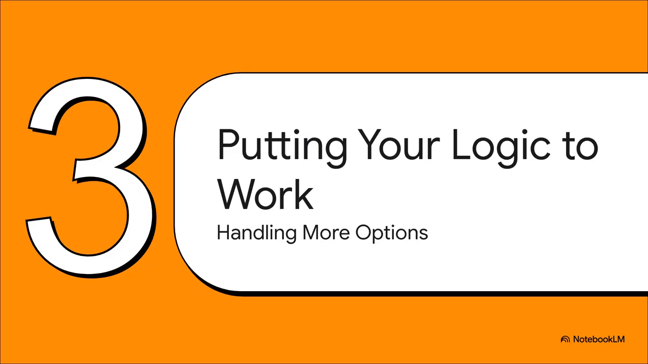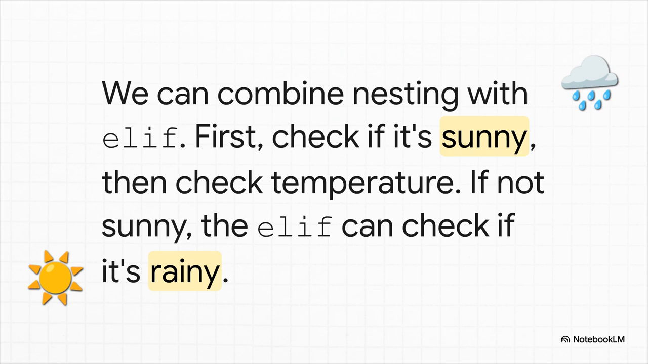Okay, that's simple enough. But let's be real. Life isn't always a simple yes or no, right? So let's see how this builds, because we can handle way more options. Take a look at this weather example. Here, we're combining nested ifs with elif. That just means else if. So the logic goes first. Is the weather sunny? If it is, then we dive deeper and check the temperature. But if it's not sunny, we can just jump to the elif and check if it's raining. See how you can start building these really detailed decision maps?